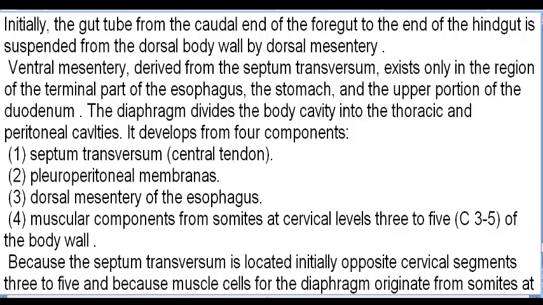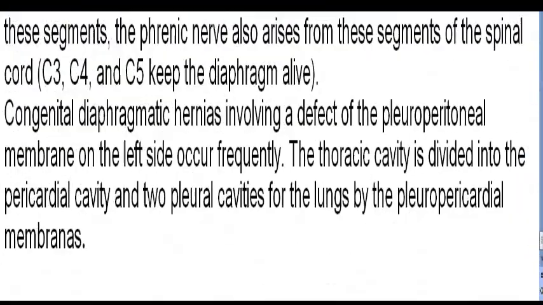Because the septum transversum is located initially opposite cervical segments 3 to 5 and because muscle cells for the diaphragm originate from somites at these segments, the phrenic nerve also arises from these segments of the spinal cord. C3, C4, and C5 keep the diaphragm alive. Congenital diaphragmatic hernias involving a defect of the pleuroperitoneal membrane on the left side occur frequently. The thoracic cavity is divided into the pericardial cavity and two pleural cavities for the lungs by the pleuropericardial membranes.